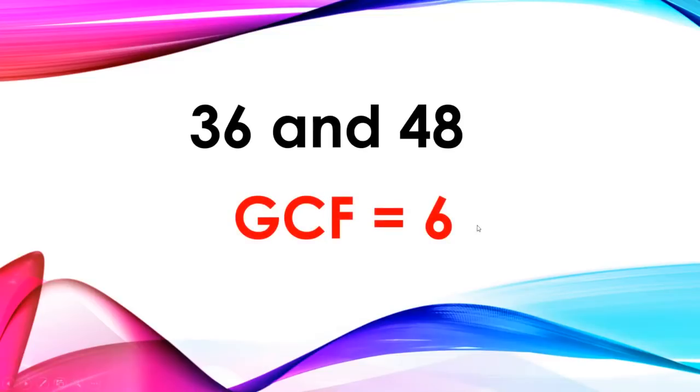No, it's not 6. So let's remove this. It should be 12. Okay. So 36 divided by 12 is 3. 48 divided by 12 is 4. So the biggest possible number, or the GCF of 36 and 48, is 12. Okay. So that's not 6.